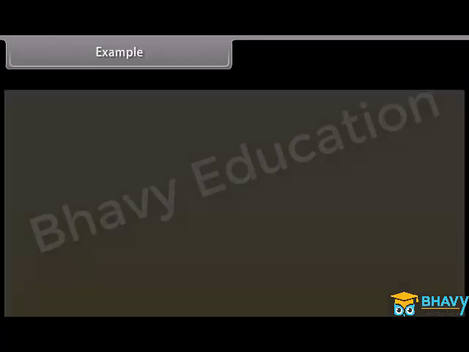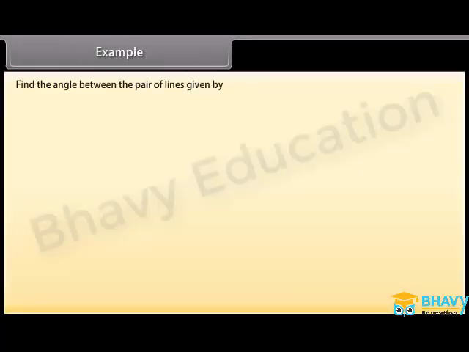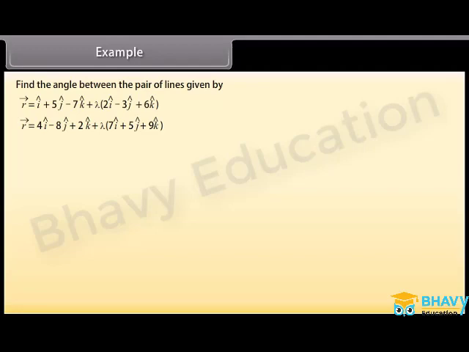Example. Find the angle between the pair of lines given by vector r equals i plus 5j minus 7k plus lambda times (2i minus 3j plus 6k), and vector r equals 4i minus 8j plus 2k plus lambda times (7i plus 5j plus 9k).